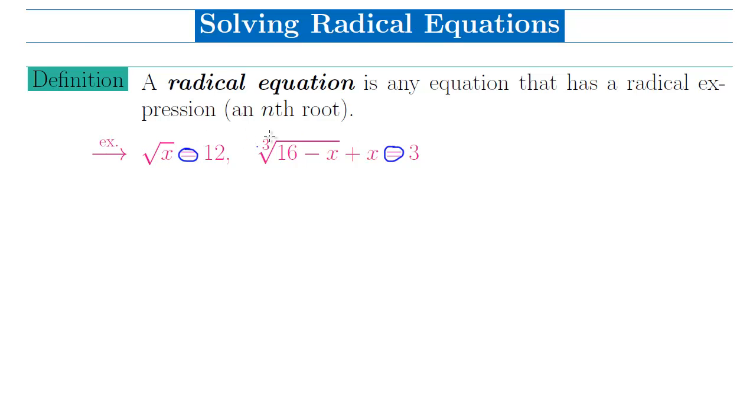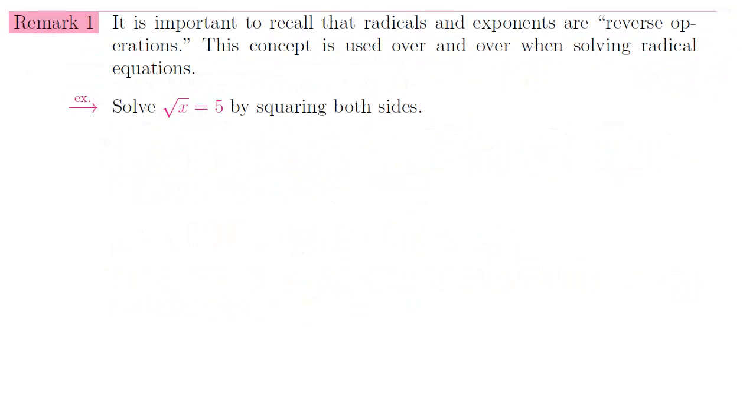Right? This has a square root, this has a cube root. Eventually, we're going to want to solve pretty complicated radical equations, but to understand the underlying concepts, we're going to start with a very simple equation. All right, let's try to solve square root of x equals 5 by squaring both sides.